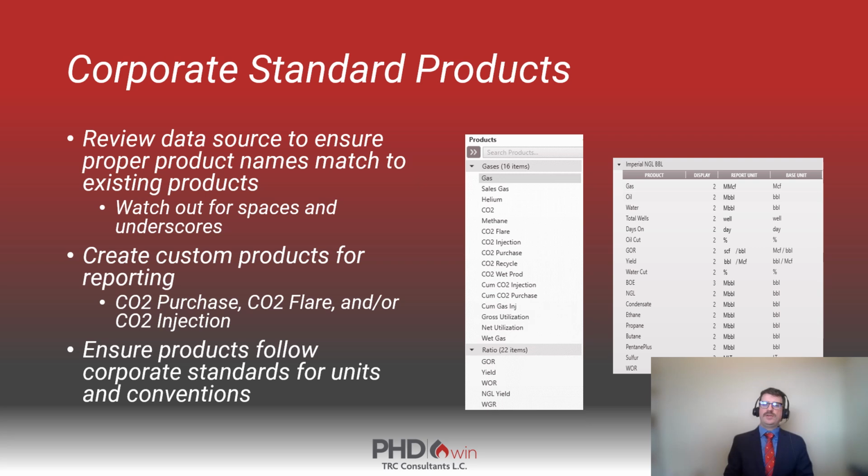And then last but definitely not least, you want to make sure that your products follow corporate standards for units and conventions. When you're talking about NGLs, everyone should be working in either barrels or gallons. When you look at a sheet, you should know whether it's in M barrels or barrels, or MCF or MMCF. Make sure those units and conventions all match up, so you're not having to go back afterwards and make adjustments to your volumes. It's fairly easy to make those adjustments before we pull in the data.